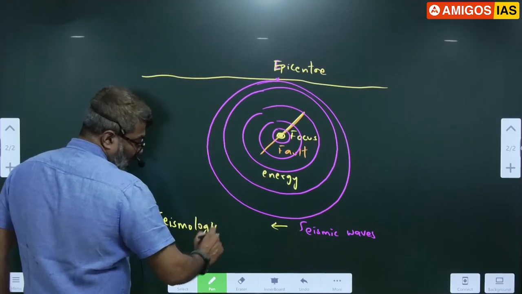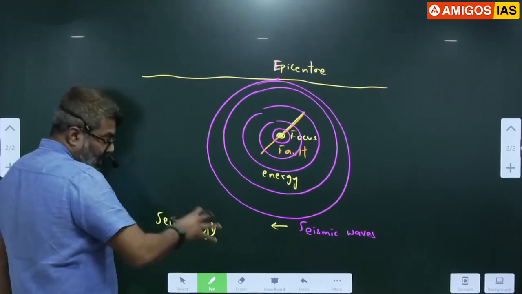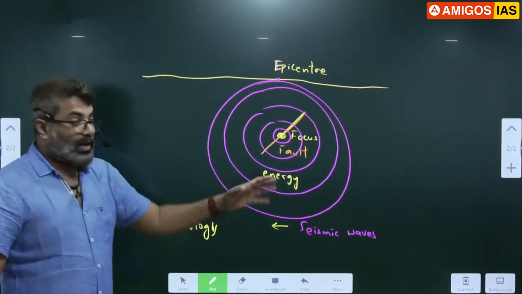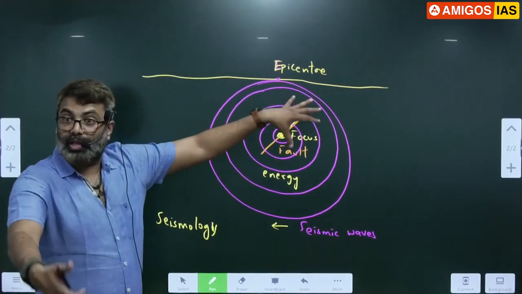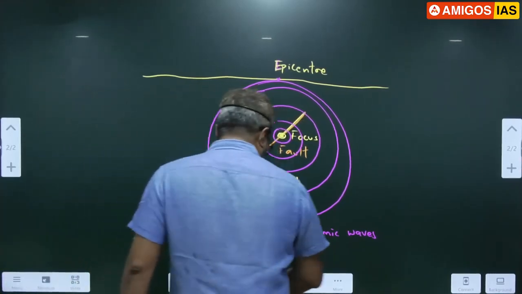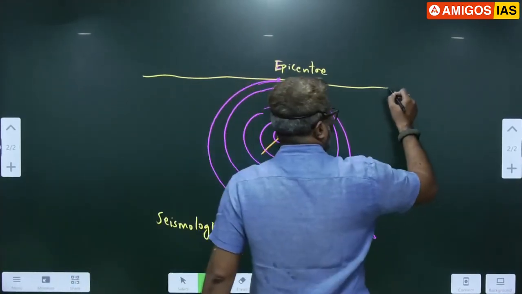Seismology. A scientist who studies earthquakes is called a seismologist. So what do seismologists do? They help us to know more about the earth's interior. What we do is place a seismograph. Let me show you here. Let's say this is the earth's surface.